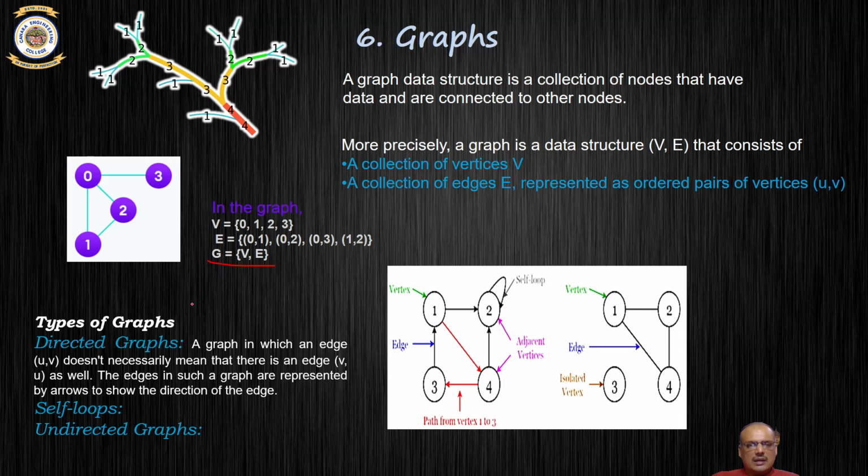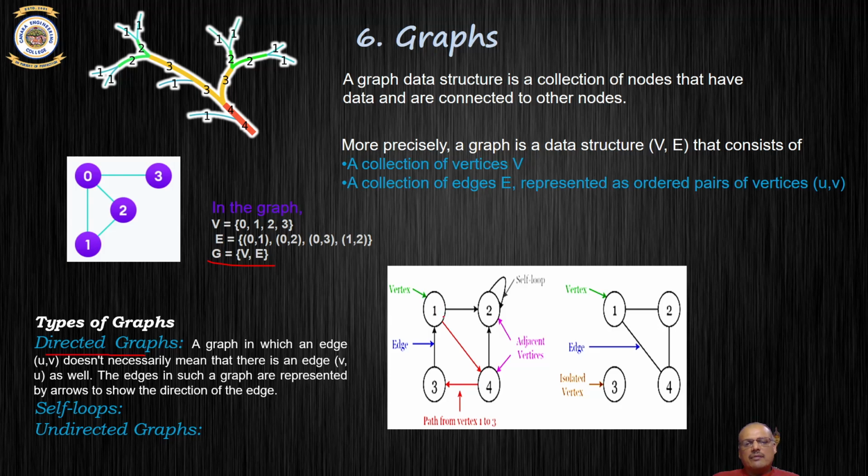Graphs can be of different types. There can be directional graphs and there can be undirectional graphs, and there can be graphs with self loops. So what are directed graphs? A graph in which the edge u comma v are connected, but that necessarily doesn't mean that v and u are connected, is called a directed graph.